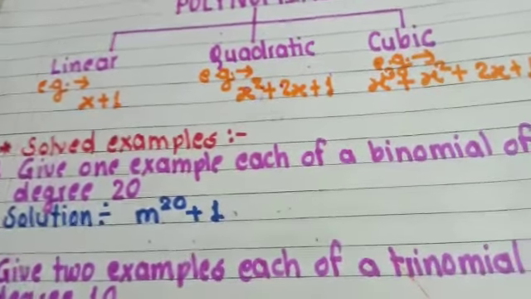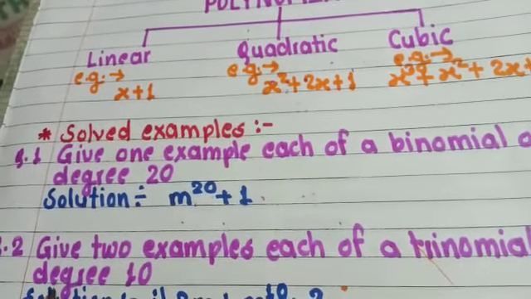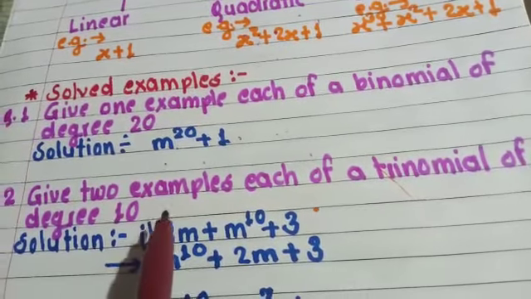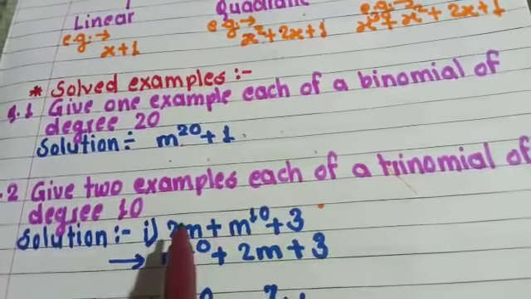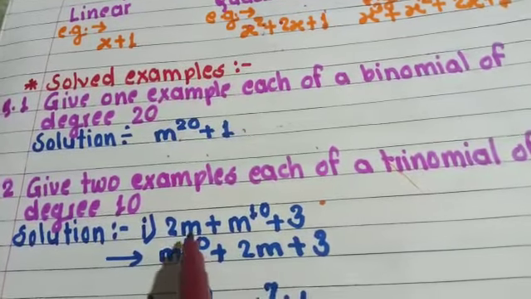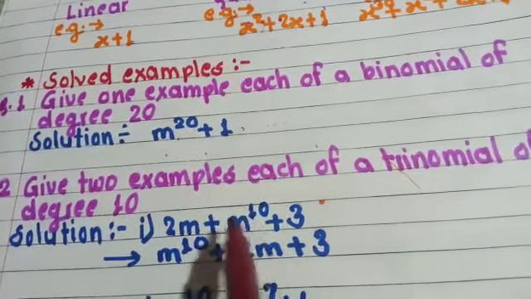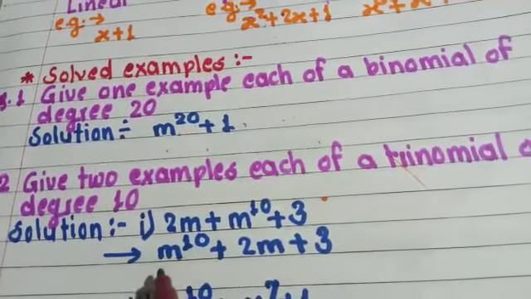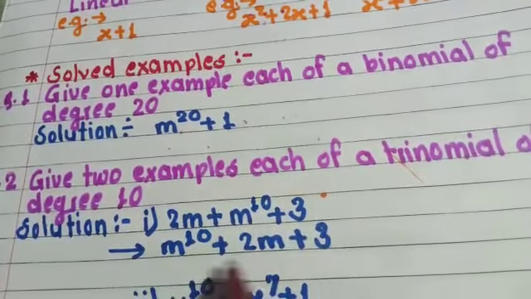Now we will come to question number 2. Give two examples of a trinomial of degree 10. Here also it is a similar question, the only difference is that we require degree 10 and the type trinomial. Trinomial means three terms, like 2m, m and 3. Three terms are there, and the highest power is 10, which is known as the degree. So we can write the equation like this: m raised to 10 plus 2m plus 3. So this is one required polynomial.